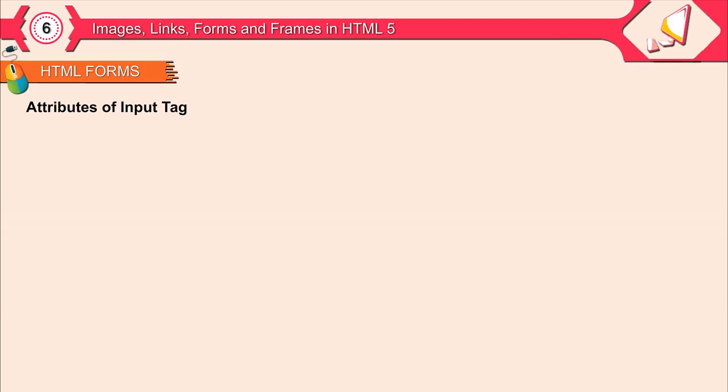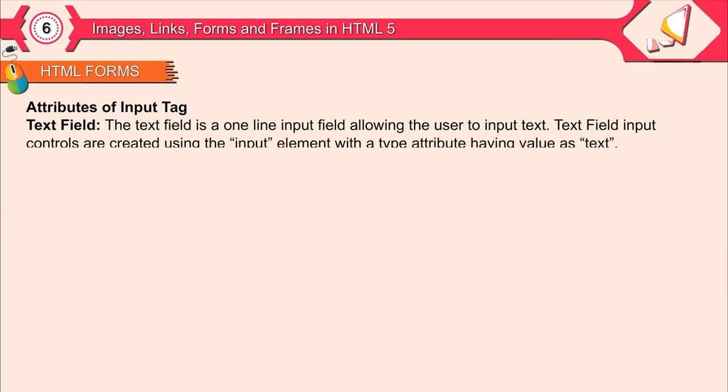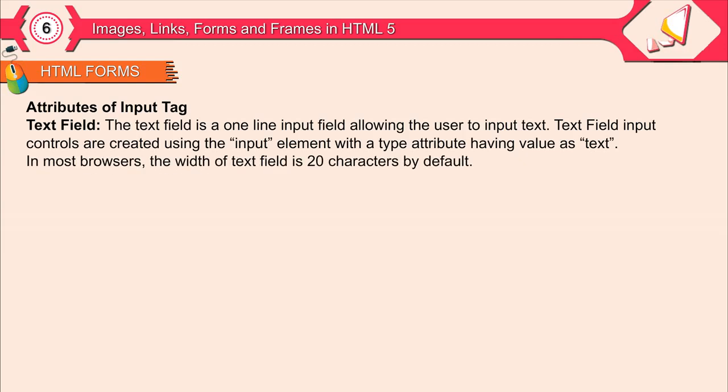Attributes of input tag. Text field. The text field is a one-line input field allowing the user to input text. Text field input controls are created using the input element with the type attribute having value as text. In most browsers, the width of text field is 20 characters by default.